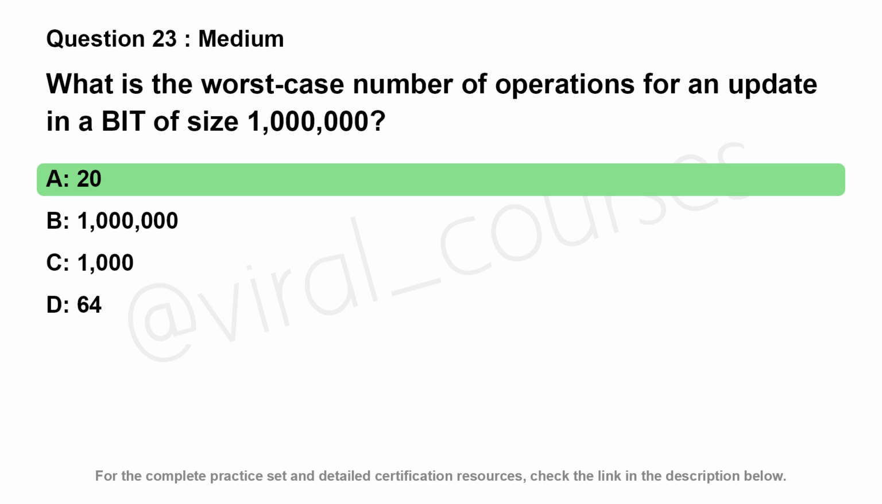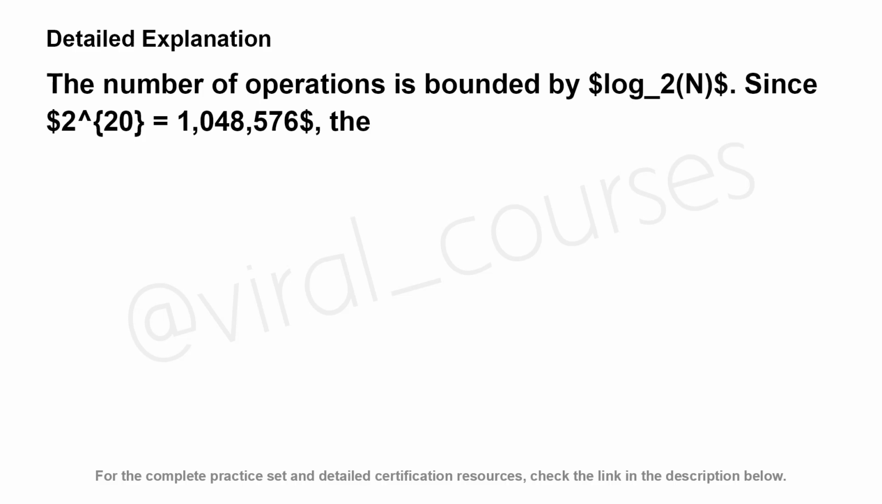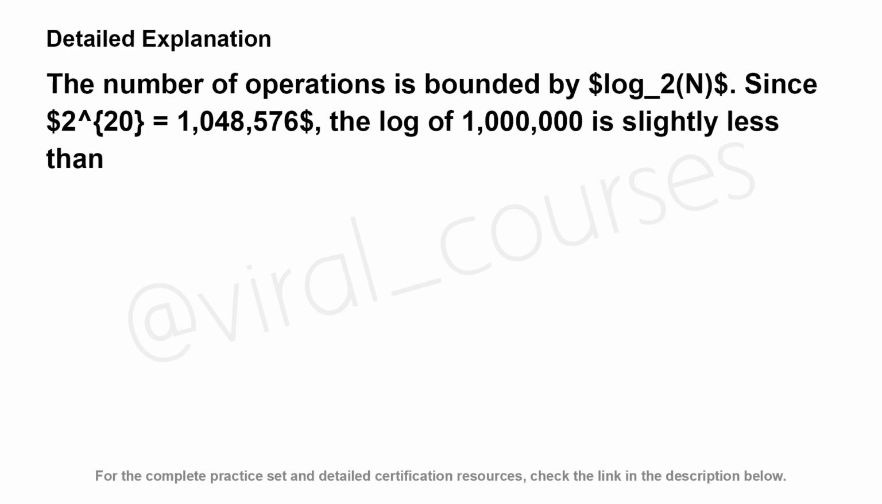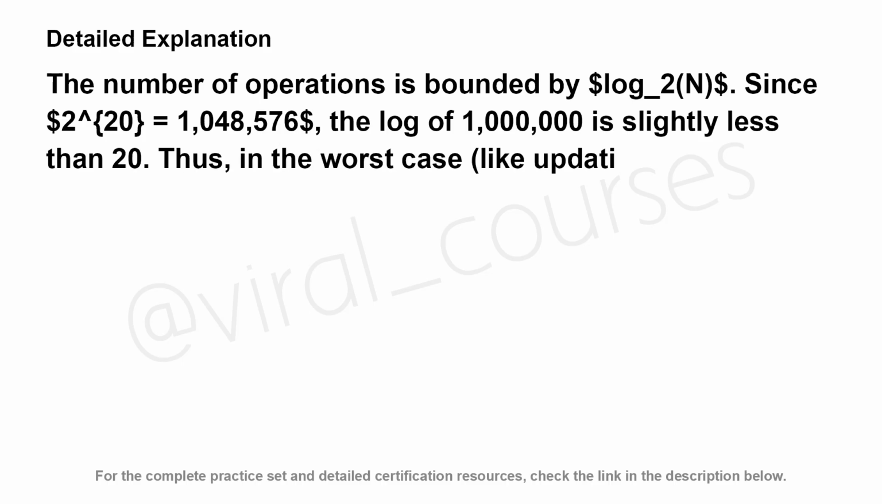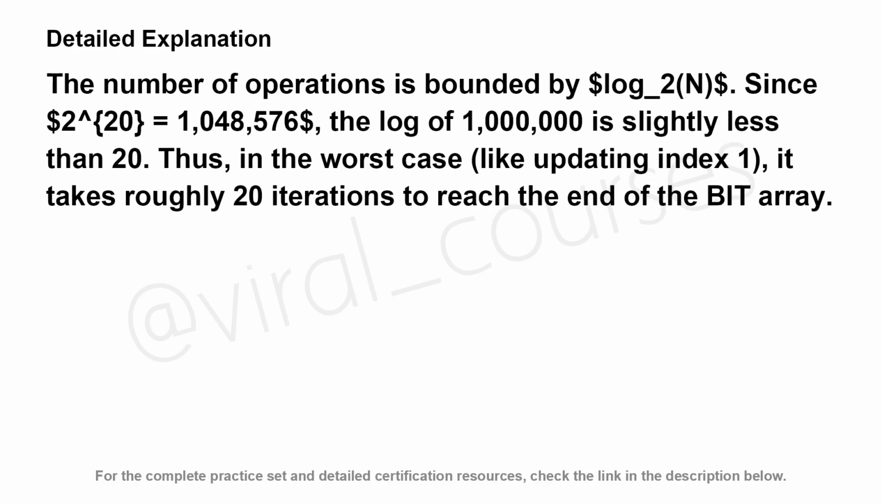The correct answer is A. The number of operations is bounded by log_2 n. Since 2^20 equals 1,048,576, the log of 1 million is slightly less than 20. Thus, in the worst case, like updating index 1, it takes roughly 20 iterations to reach the end of the BIT array.